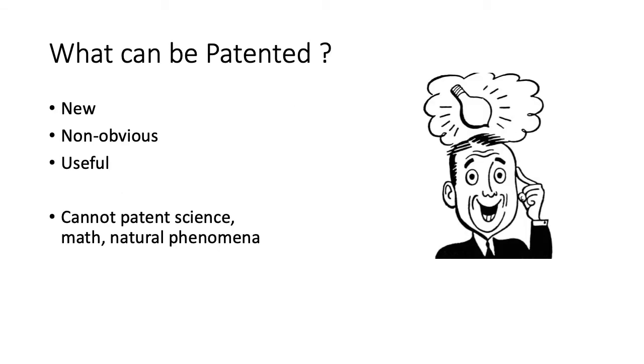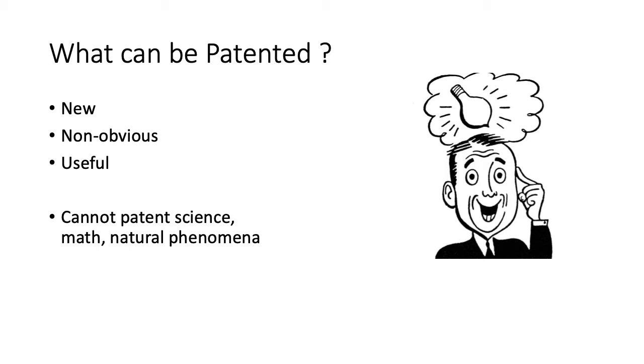But if you're interested in acquiring a patent, what can be patented? Well, there are only three criteria. It has to be something novel, non-obvious, and useful. That doesn't sound too hard, does it? You just have to be able to convince the patent examiner that your invention satisfies these three requirements. And that may take some time and some give and take.